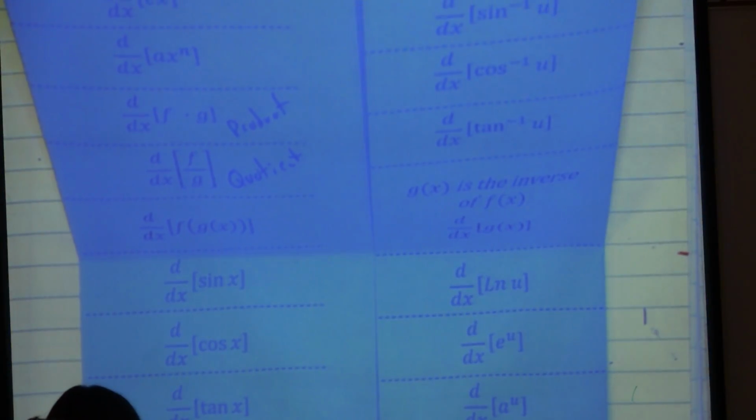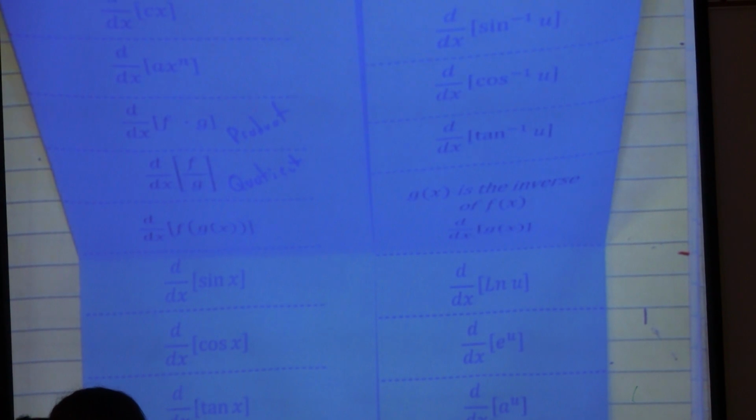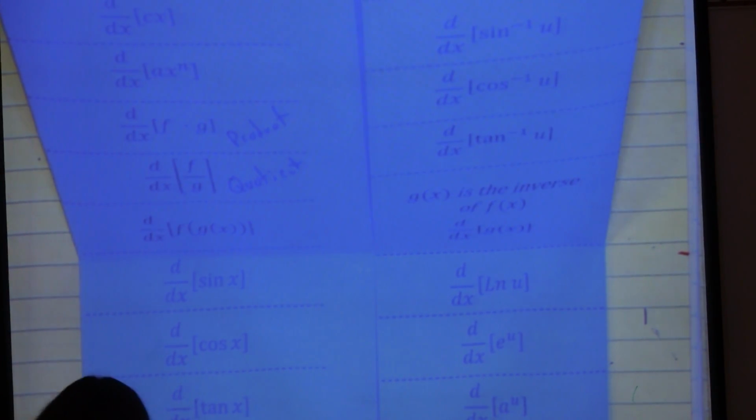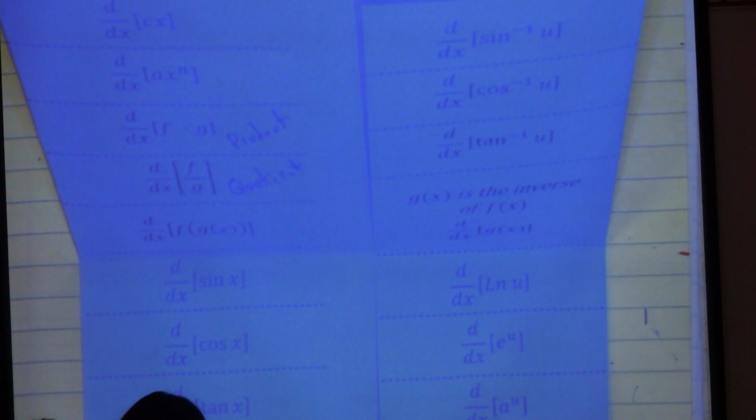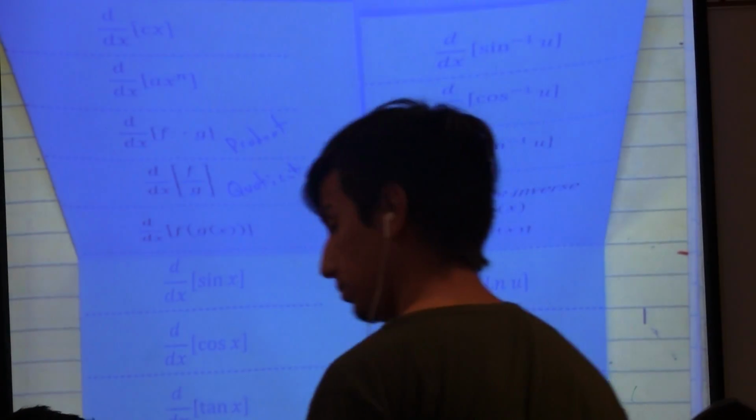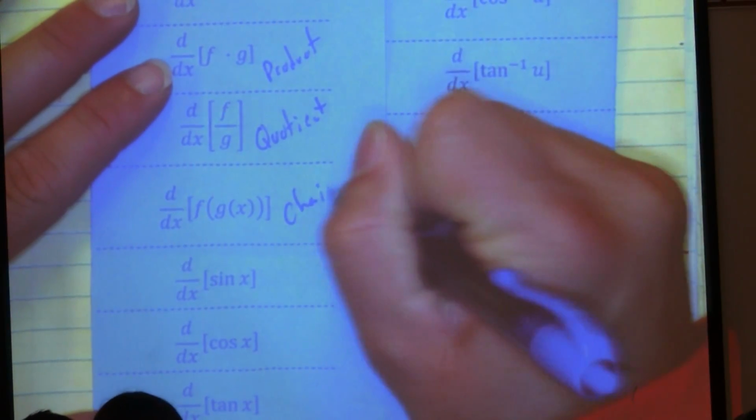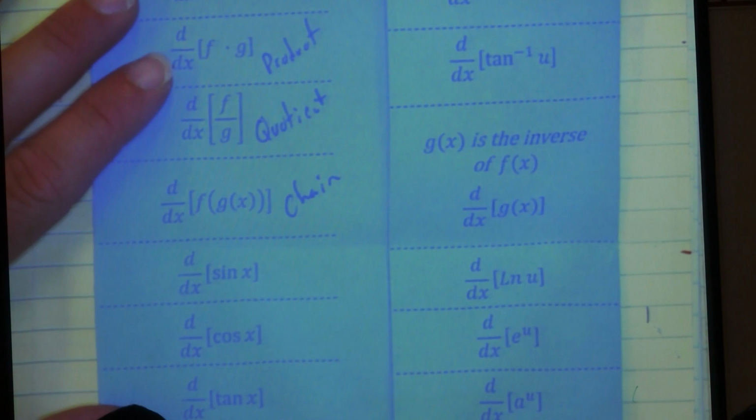If you got the foldable, take out your foldable and let's finish filling in the derivatives that we've discovered so far. Alright, we forgot to do the chain rule, which is this one right here. So let's label that one as the chain rule.